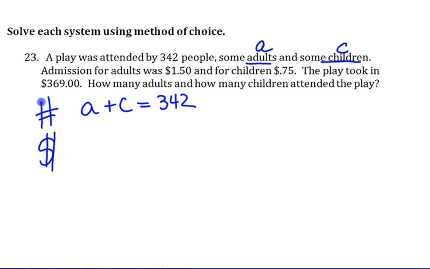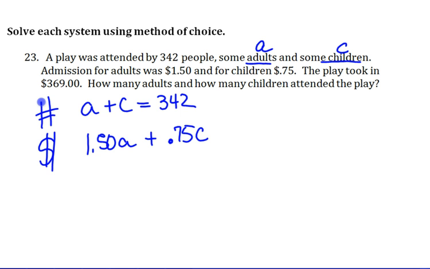Money. Well, for every adult, we're going to charge $1.50. So $1.50 times the adults. So if there's 10 adults, it's $15. If there's 20 adults, it's $30. The children are only charged 75 cents. So per child is 75 cents. So again, 10 children is $7.50.